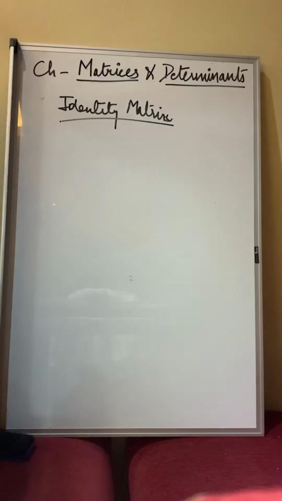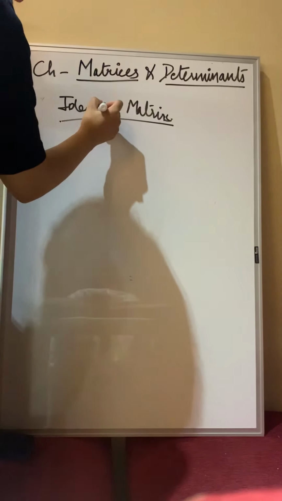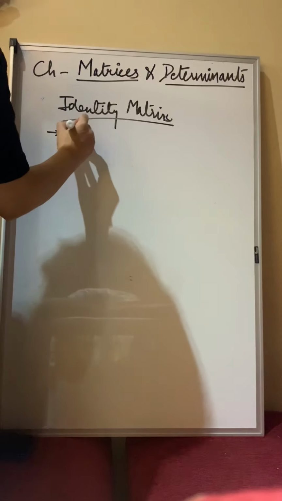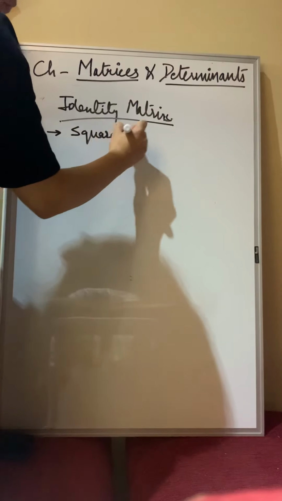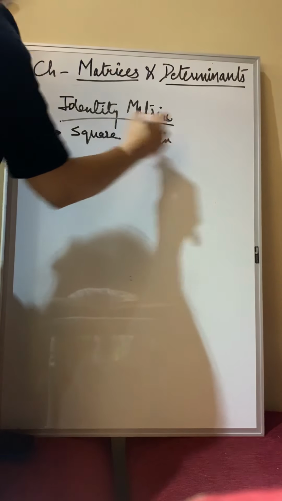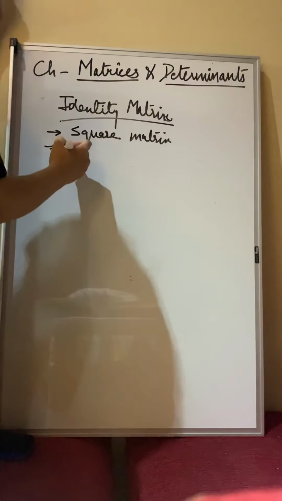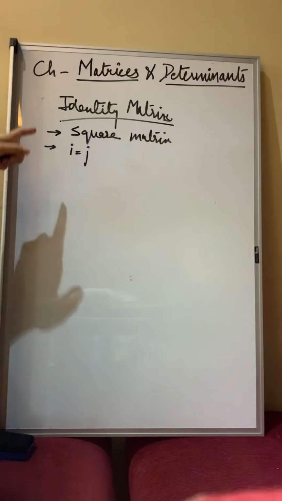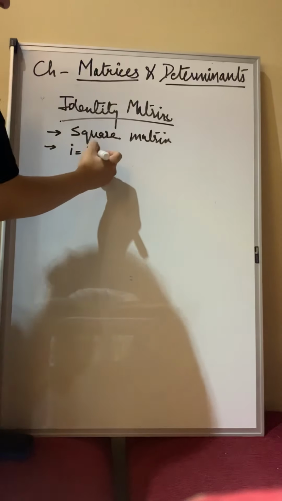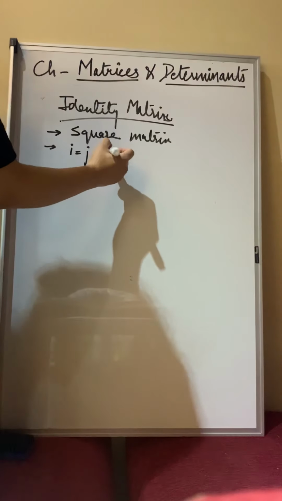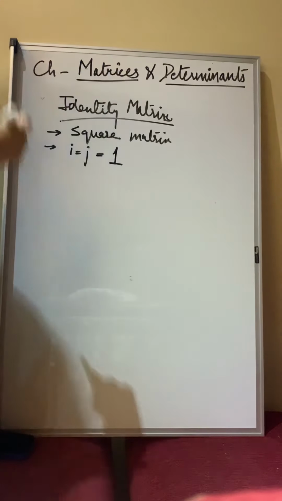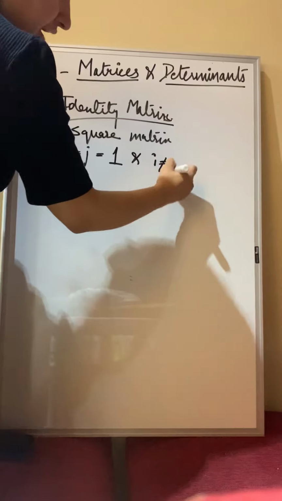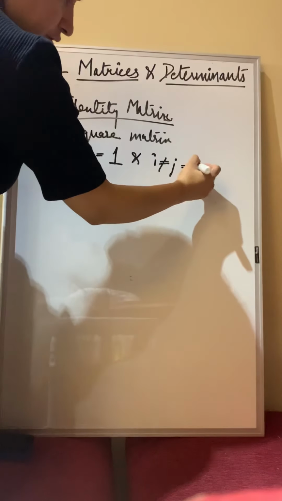Now, for the identity matrix, first of all, the conditions: first, it should be a square matrix. Second condition, when i is equal to j, I am talking about elements, the value of the element will be equal to 1, and wherever i is not equal to j, the rest of the values will be equal to 0.